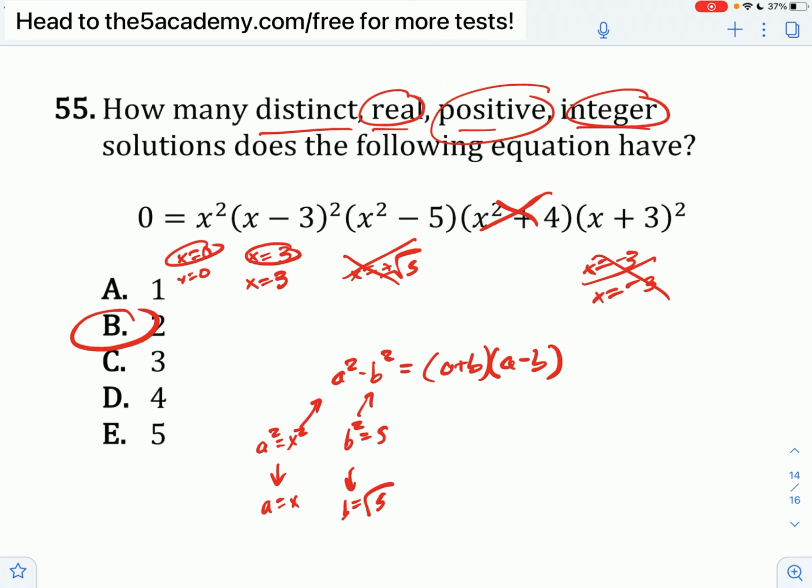55 is 2. So we have all these solutions, essentially 7 different solutions, 7 points, but only 2 of them are distinct real positive integers. Actually, there's 8 solutions, but only 2 of them are distinct real positive. 55 is B.